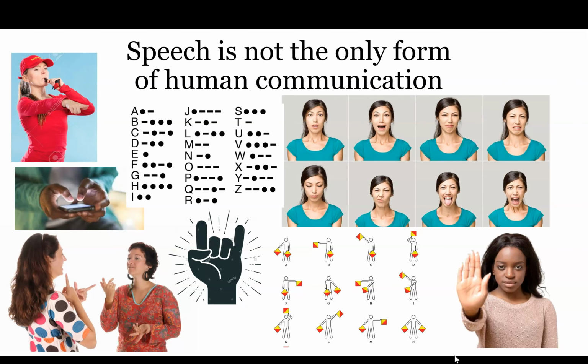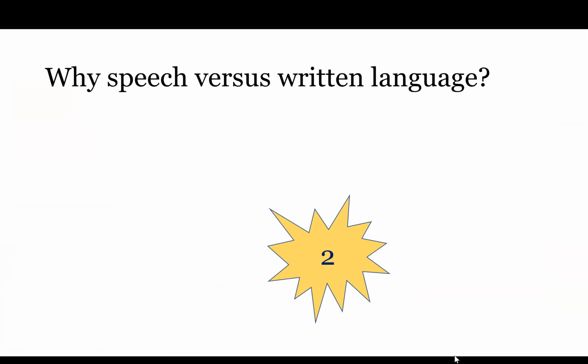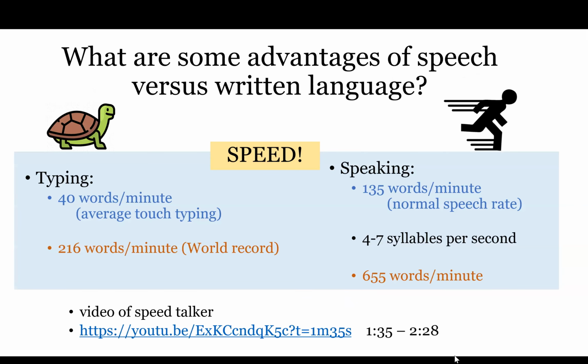And there are some interesting things to think about in terms of how speech is different from all of these, particularly how it's different from written language. Speech has a lot of advantages over written language, primarily in terms of speed. So some people can type very fast, but nobody can type as fast as people speak, in terms of writing down all the actual words.